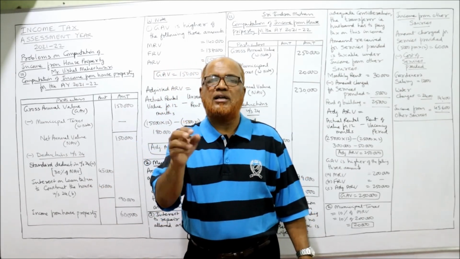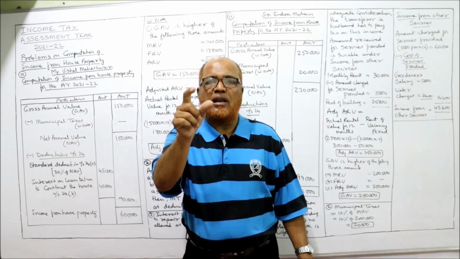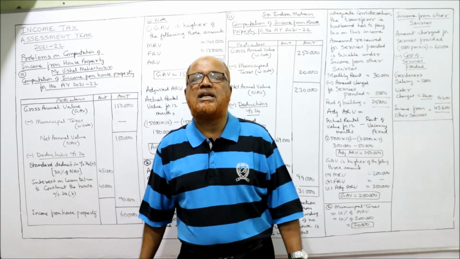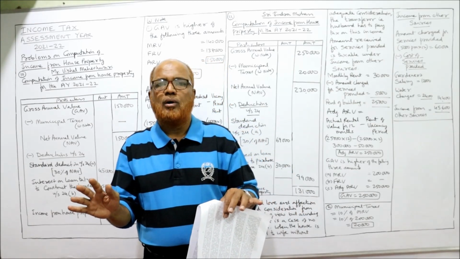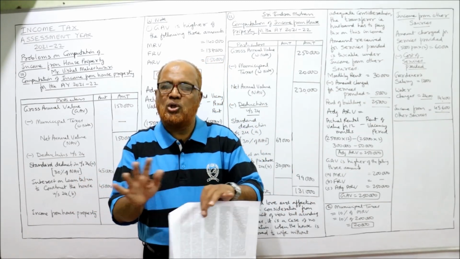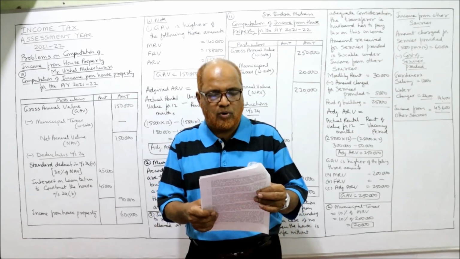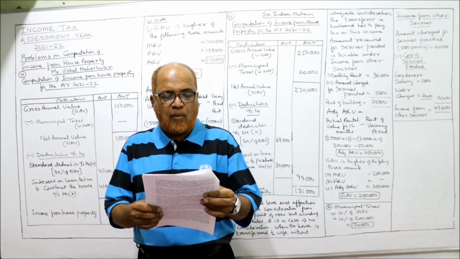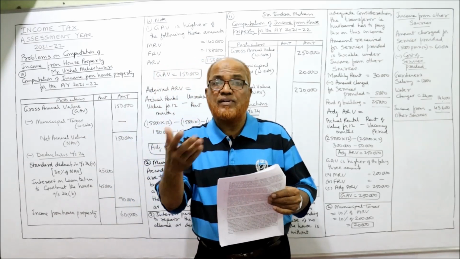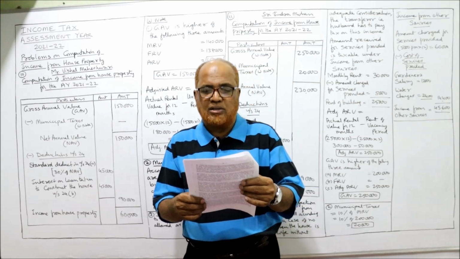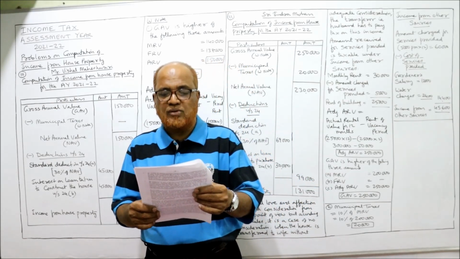Repair expenditure: it is immaterial whether repairs are paid by the owner or by the tenant. Ignore. Repair charges are not allowed as a deduction, so simply ignore repair charges made by the tenant. And the owner provided the following facilities. What are the facilities? The owner has given a gardener's salary of 12,000 to maintain the lawns and water charges of 2,400.